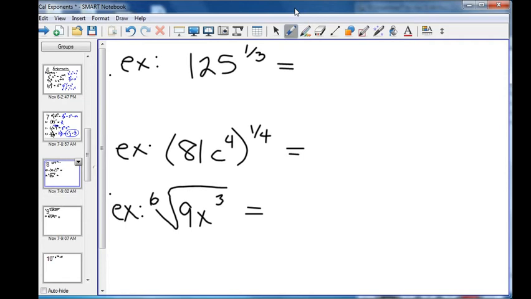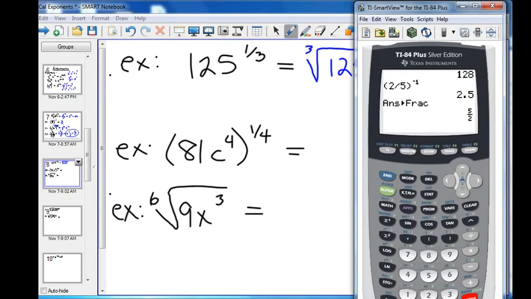One other thing that's important to know how to do is convert from exponents to radicals. So for example, if we have 125 raised to the 1/3, we need to know that that's the same thing as the cube root of 125. So raising something to the 1/3 power is the same thing as the cube root. You can do it in the calculator and confirm that.